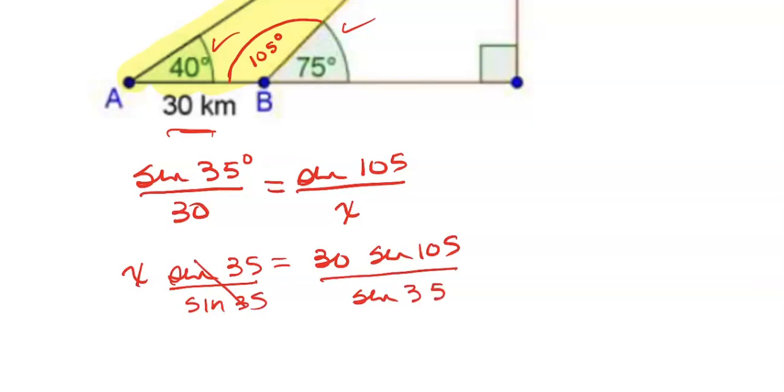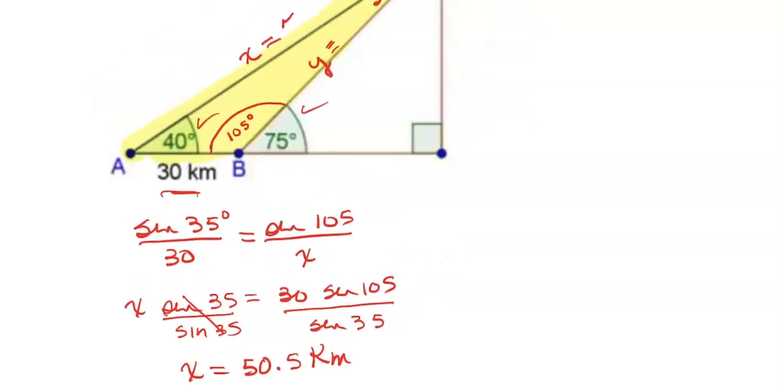And this goes in your calculator as one fraction. So alpha y equals 1, and the numerator is 30 times the sine of 105, and then my denominator is sine of 35. When I'm done with that, I hit enter, and I'm getting that x is 50.5, and the units are kilometers. So this is 50.5.